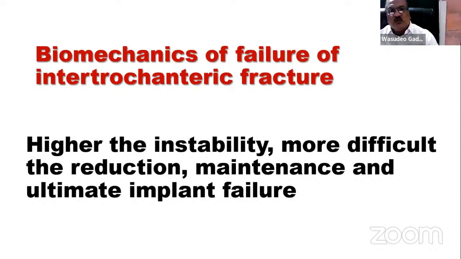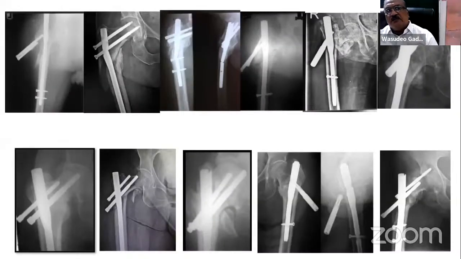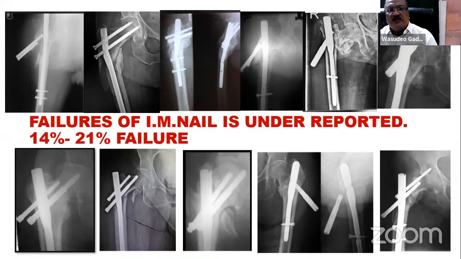So, biomechanics of failure of intertrochanteric fracture: the higher the instability of a construct, the more difficult the reduction, maintenance, and the greater the ultimate implant failure. The more unstable the fracture, the more difficult to reduce and to maintain that reduction, whatever implant you use, extramedullary or intramedullary. Now these are all complications of the intramedullary nail, though it is said that the intramedullary nail is the gold standard treatment for intertrochanteric fracture as compared to extramedullary implants.